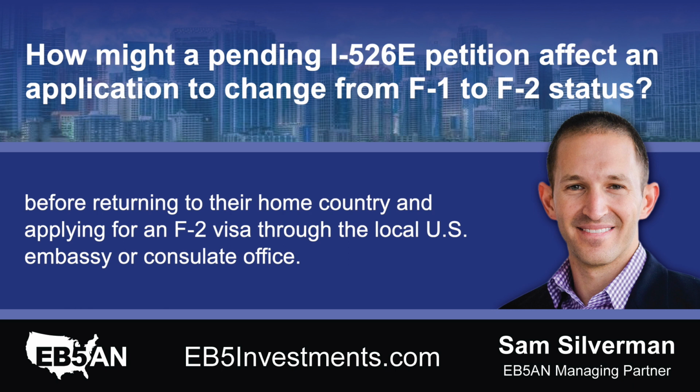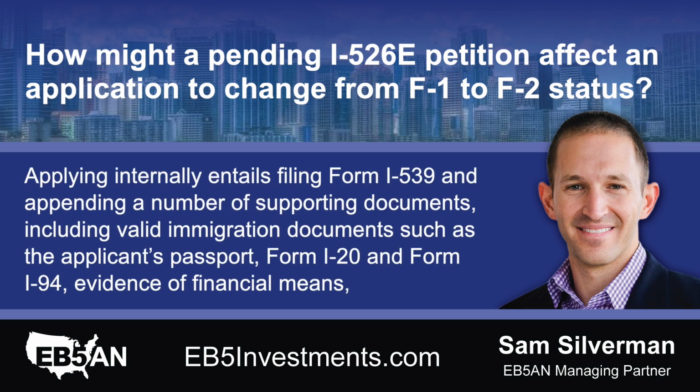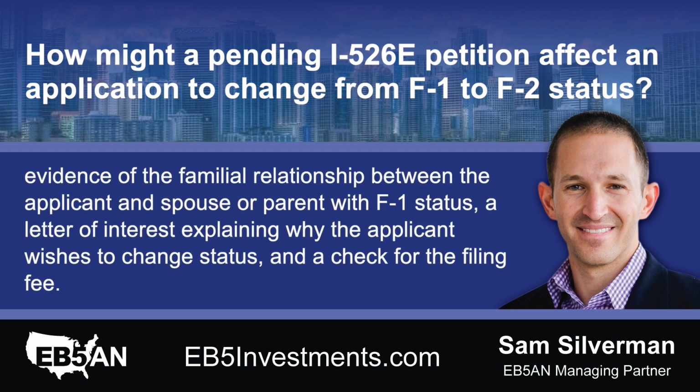Embassy or consulate office. Applying internally entails filing Form I-539 and appending a number of supporting documents, including valid immigration documents such as the applicant's passport, Form I-20 and Form I-94, evidence of financial means, evidence of the familial relationship between the applicant and spouse or parent with F-1 status, a letter of interest explaining why the applicant wishes to change status, and a check for the filing fee.